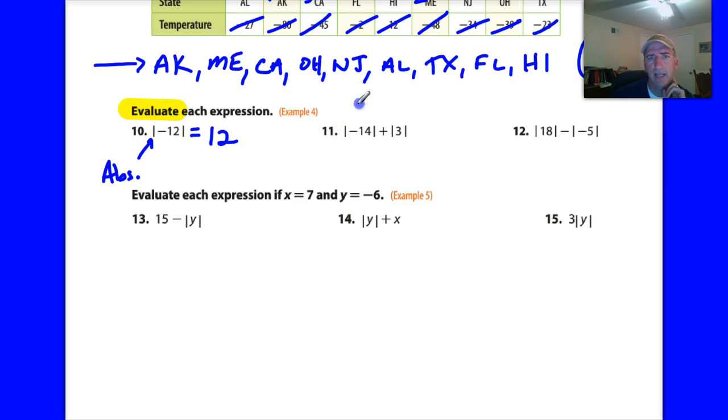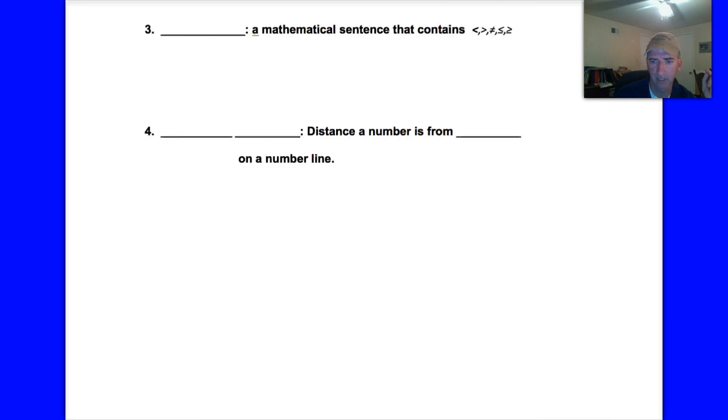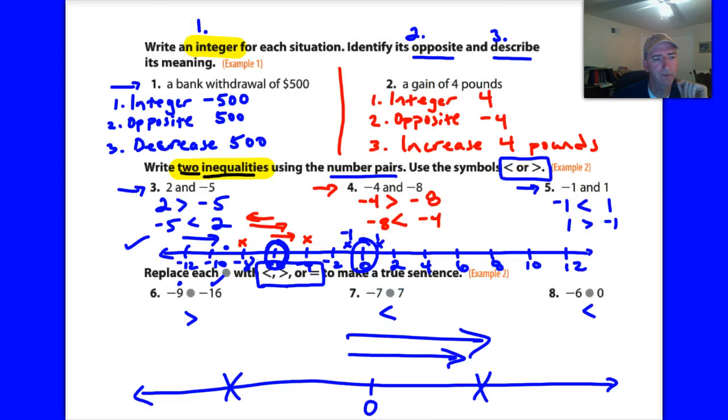Number 11 says the absolute value of negative 14 plus the absolute value of 3. Remember how I said the absolute value is like parentheses in the order of operations? You have to do that first. Okay, so since it's the absolute value, and I'll show you where it is. I think I left it up here. You turn your paper over, you go down to the bottom of your page, and mine got cut off right here. This is what we wrote down. That should be in your notes on the other side. The absolute value is like parentheses in the order. So we have to do that first.